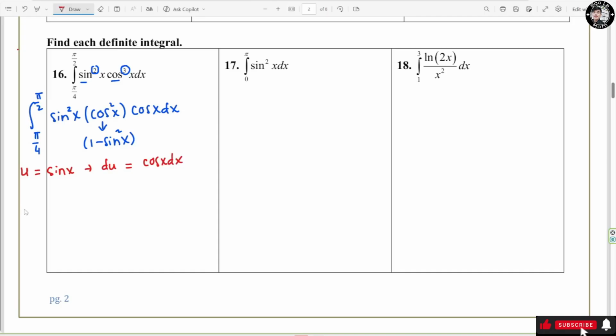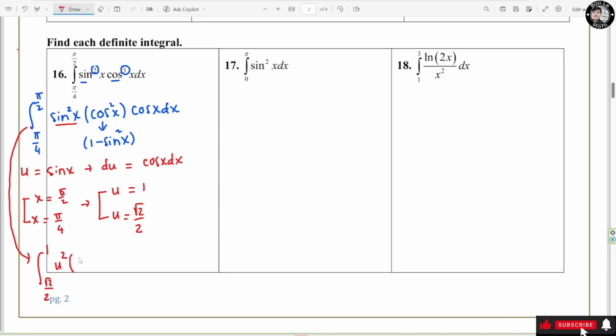Now I need to change the upper and lower bounds, right? Because u equals sine s, at s equals pi over 4, it could be sine of pi over 4, which is root 2 over 2. Sine of pi over 2 is 1, right? So this guy right here becomes the integral from root 2 over 2 to 1. Now sine square of s is actually u squared, times 1 minus u squared, and this one right here is actually du. So it's going to be u squared minus u to the 4 du, right?